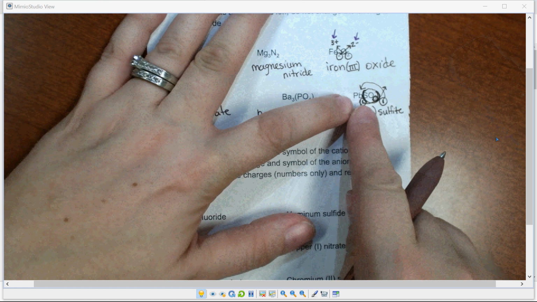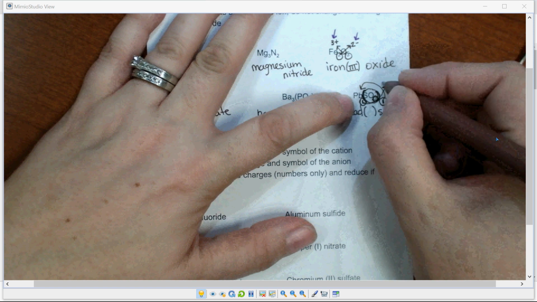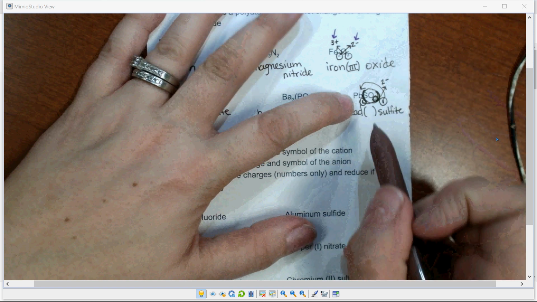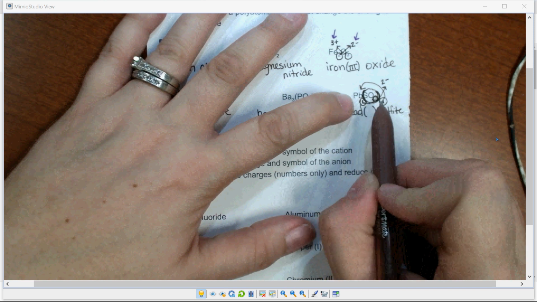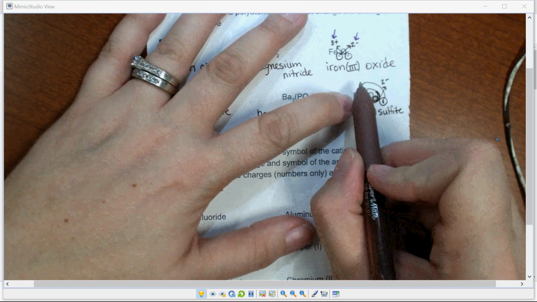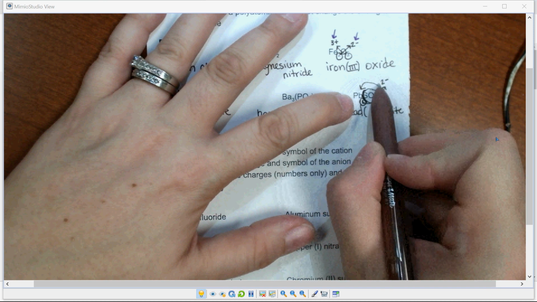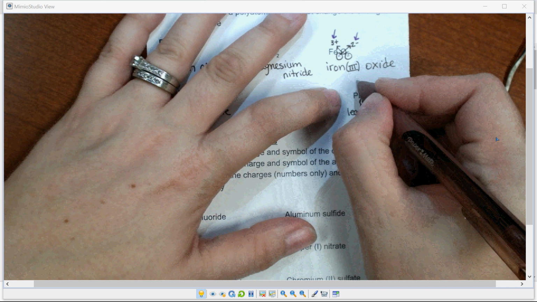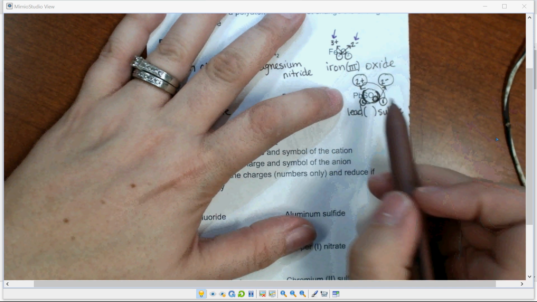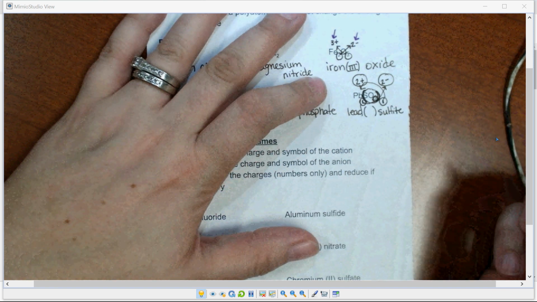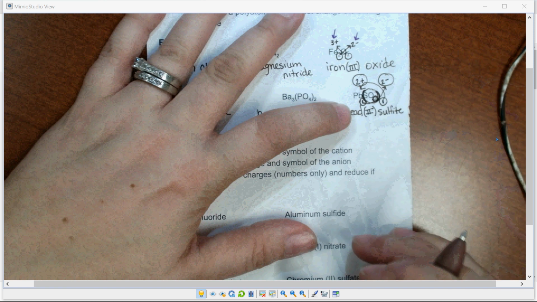I don't know the charge of lead, but I do know the charge of sulfite from memory to be 2-. So if the quantity of atoms is a 1-to-1 ratio, the charges must also be in a 1-to-1 ratio. So if this charge is a 2-, then that means this one must be a 2+ in order for those to be in a 1-to-1 ratio. So the Roman numeral that I would use would be a 2.